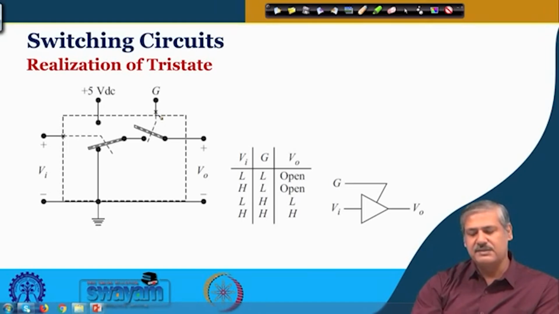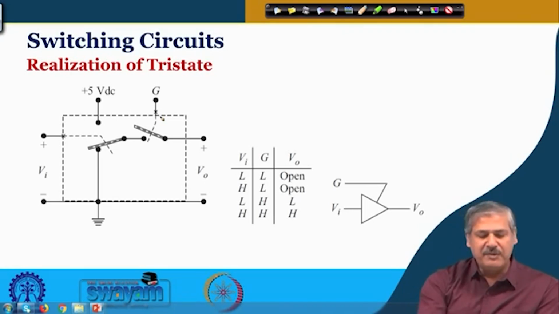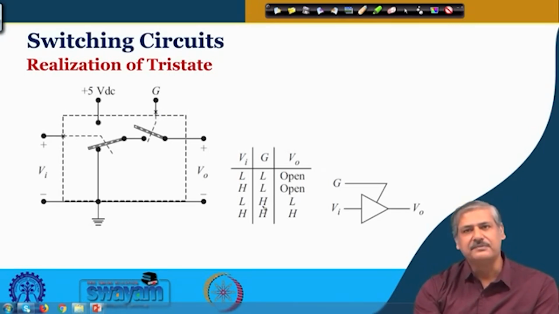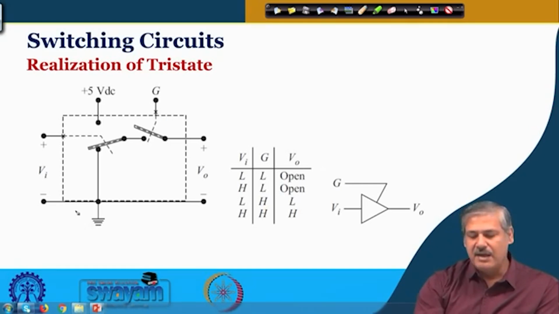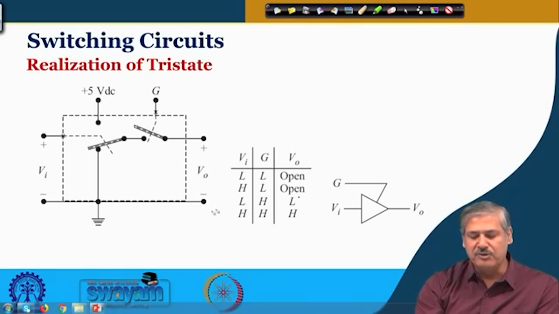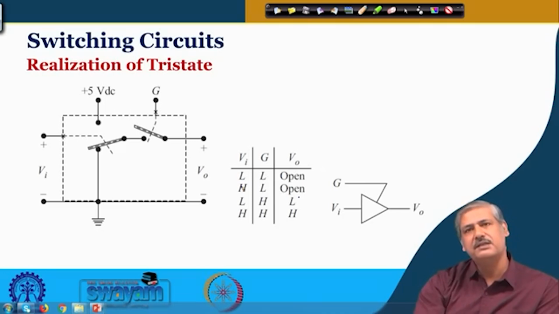When this G is in this case low, that means it is remaining open. Whatever you do at the input side, it does not get reflected at the output side. So, it does not get a path. Only when G is high, then this gets connected, and depending on Vi, if it is low, the output will go low, or if high, it will go high. So, this is just going from this side to the other side, but G is what is making it enabled.